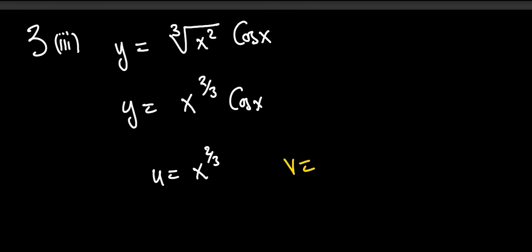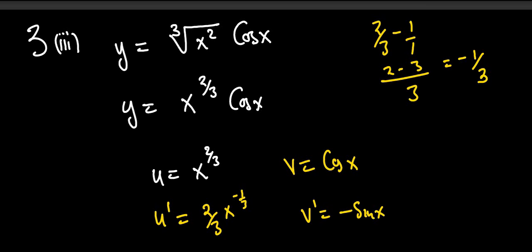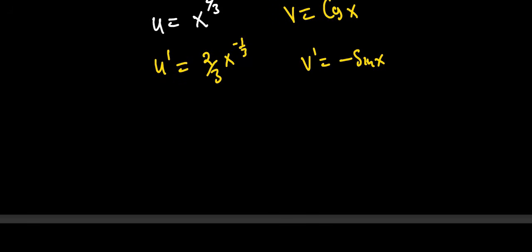Then the v is cos x. Then u prime is just going to be 2 over 3 x to the power this guy here minus 1, that's going to give us 2 over 3 minus 1. The common denominator is 3. That gives us a 2 minus 3. This gives us a negative 1 over 3. Yeah, so negative 1 over 3. Then v prime is negative sine. When you differentiate cos, it's always negative sine.